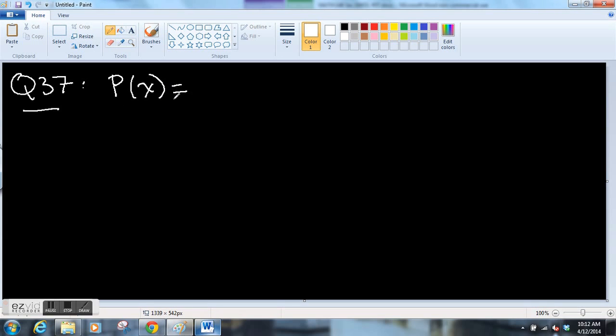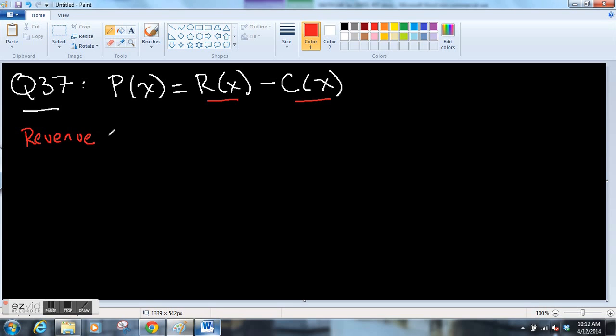We want to find some profit function and then maximize it. But we don't have the profit function yet. We're going to find the profit function by taking the revenue function minus the cost function. Here's the problem. We don't have the revenue function or the cost function either. So we have to figure out these separately. So the revenue function is going to be equal to the demand times X, or in this case, P times X. That's one of your formulas.